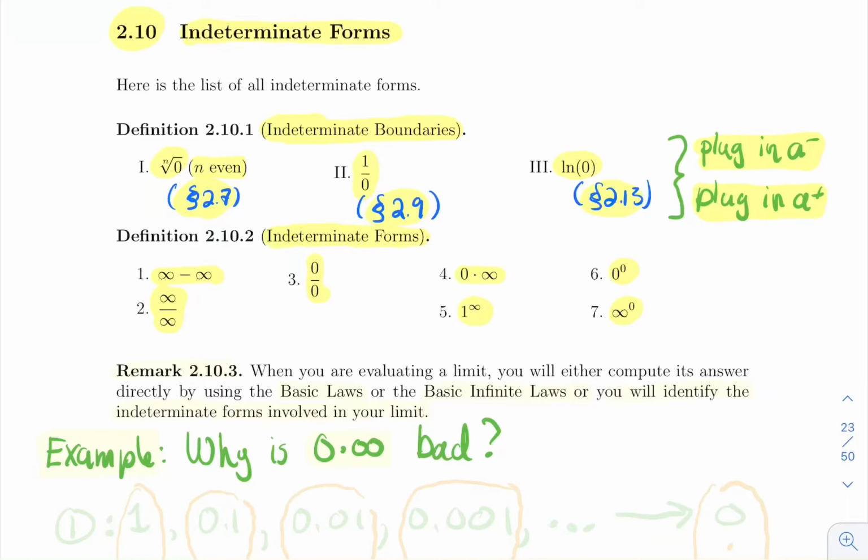So the ultimate strategy when you're computing a limit in general is just you plug in your number, one-sided or two-sided limit, you plug a in, and you hope that using the basic laws or the basic infinite laws, you will get the answer. Or, and that's of course what will happen in most questions, you will identify the bad form involved in your limit, and then according to whether it's a bad boundary or a bad indeterminate form, depending on your function, there's a couple of things you can check, and then you will use the proper solution to find the answer of your limit.